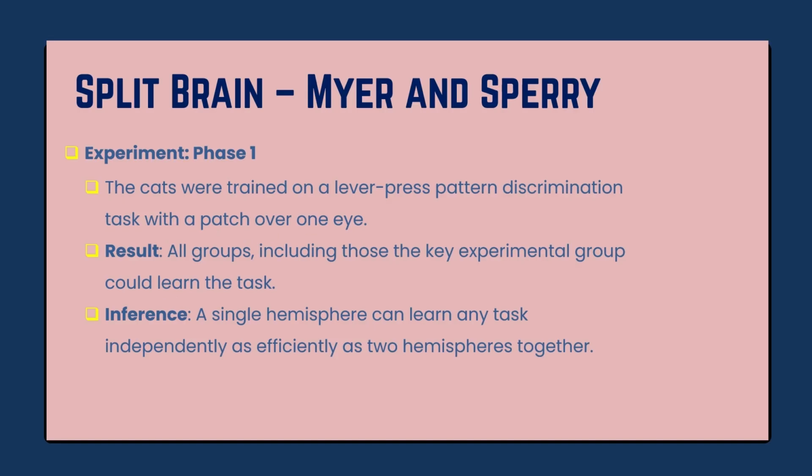They performed the experiment in two phases. In the first phase, the cats were trained on a lever press pattern discrimination task with a patch over one eye, which means one of the eyes was covered using a patch, and then the cats were taught to press a lever. There was an experimental setup where there were two levers.